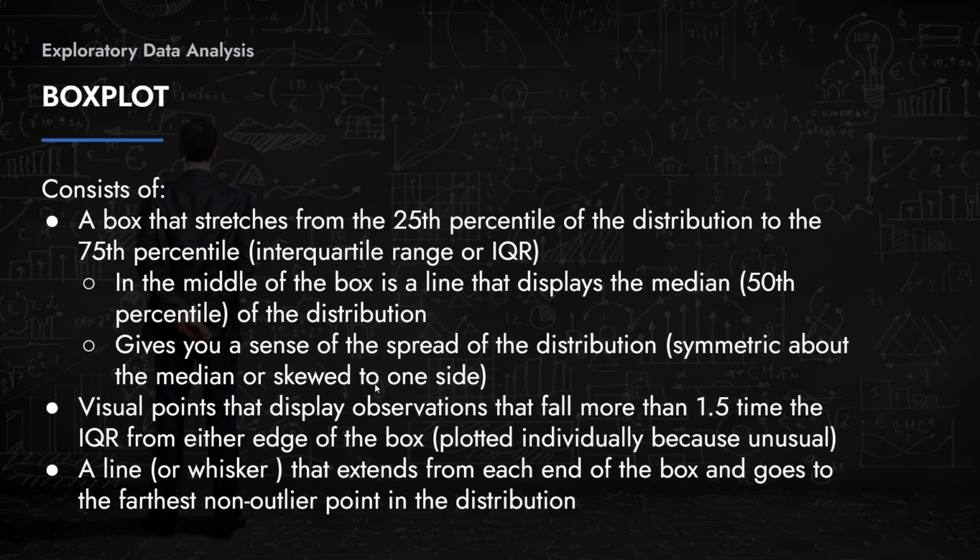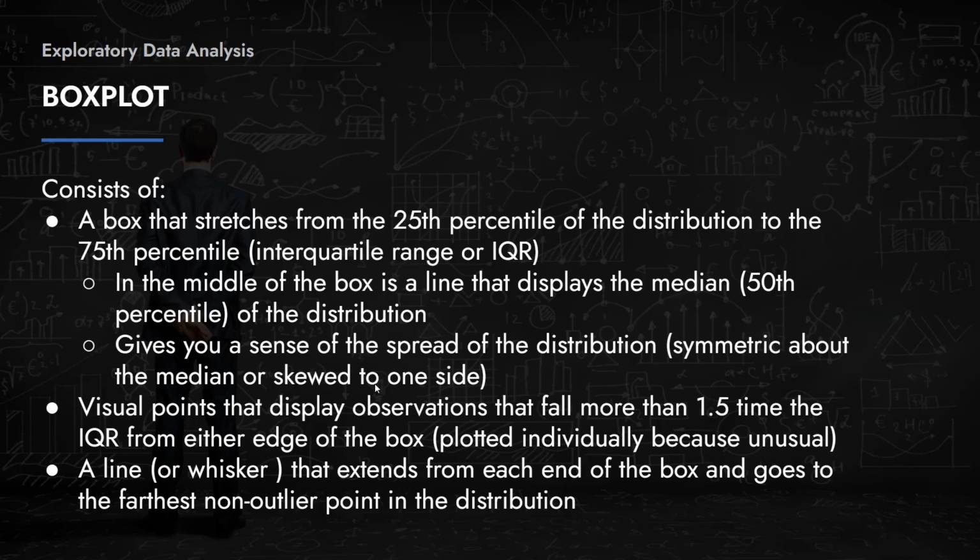So a box plot essentially consists of a box that stretches from the 25th percentile of the distribution to the 75th percentile. And this range, or this box, is known as the interquartile range, or the IQR. And in the very middle of this box is a line that might be placed not at the very center, but closer to the top or the bottom, depending on the distribution. And it displays the median, so the 50th percentile of the distribution, right?